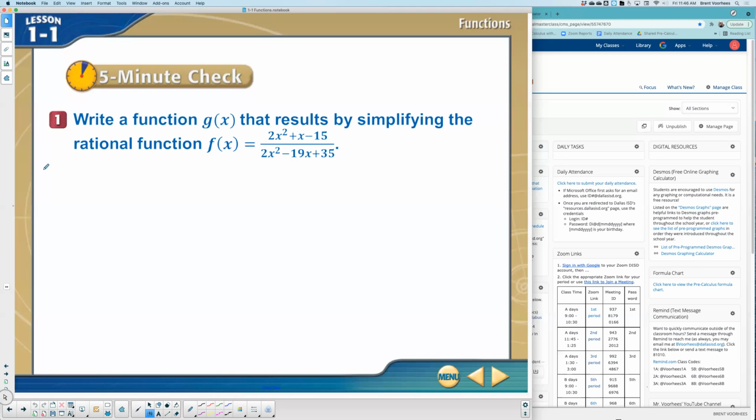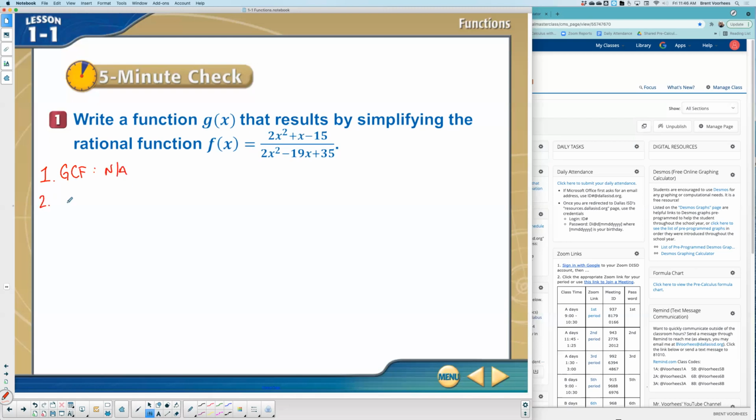Do y'all remember what was step 1 last class when we were learning how to x factor? It's to look for the greatest common factor, GCF. Okay, so as we look at the numerator, between the 3 terms, 2x squared plus x minus 15, is there anything in common across those 3? No, so there's no GCF.